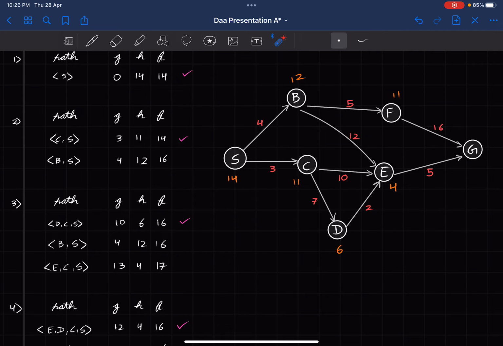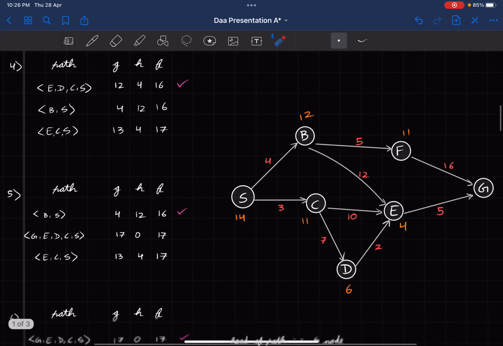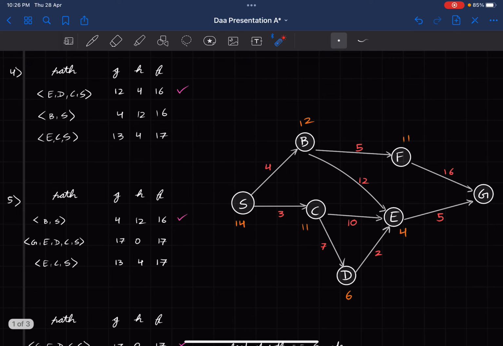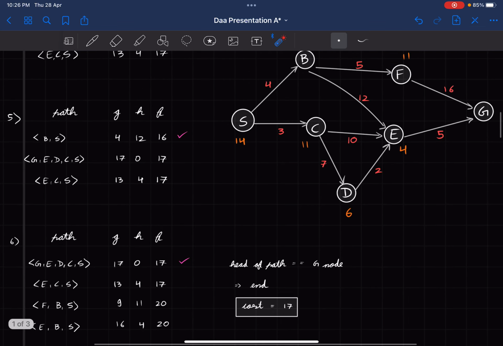Now we have only one option, E. We will add E here. Now we will continue with E, so S, C, D and E. It goes to G. We will add this. Now again we have to choose the minimum value of F. So it's S, B here. B goes to F and B goes to E. So we'll add these two. Now again we have to choose the minimum, so we will choose this.